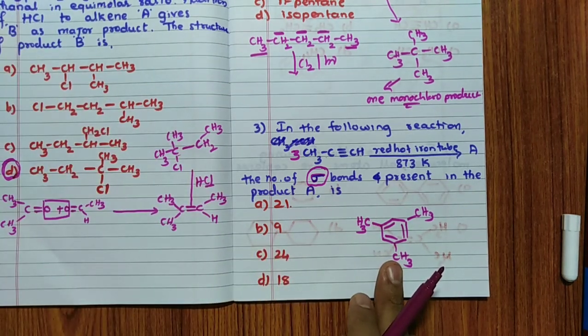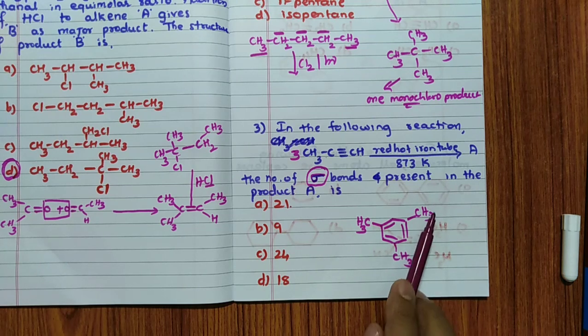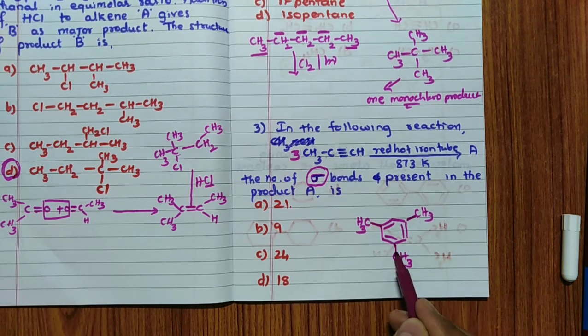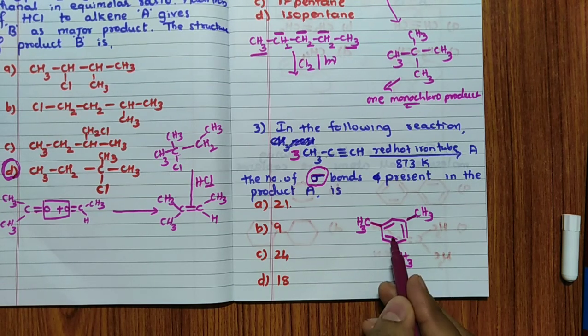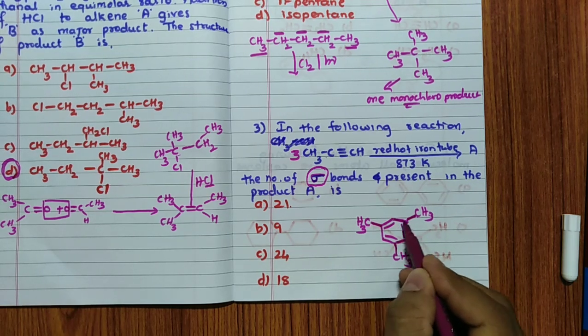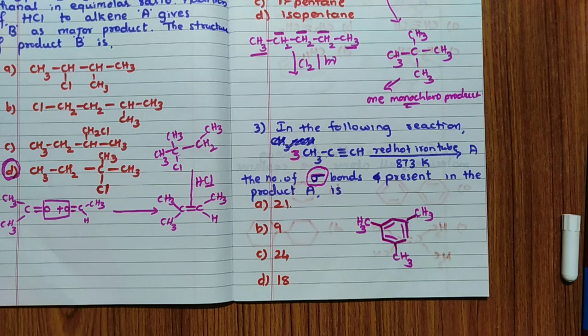Now you calculate single bonds. Single bond means each hydrogen single bond, correct? So 3 plus 3 plus 3, 9. 9 and the ring bonds, so 10, 11, 12. 12. Then double bond means one single, one double, right? One sigma, one pi. So 12, 13, 14, 15, 16, 17, 18. The answer is D. Wrong answer.